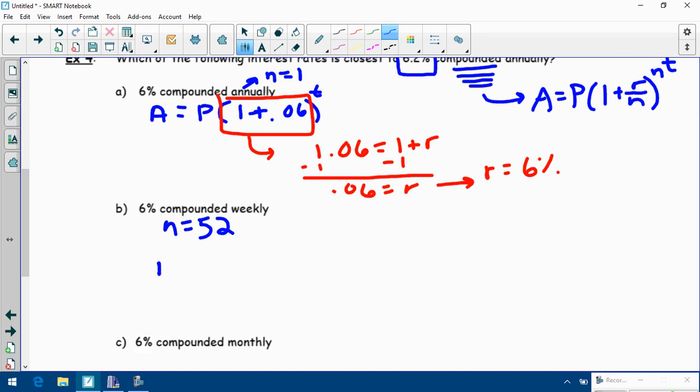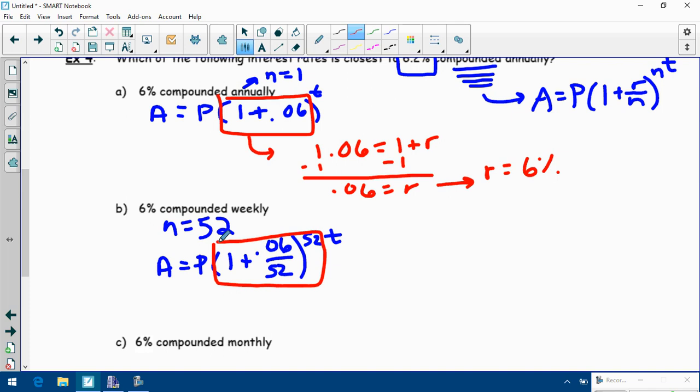Okay, so now you'd use the formula A equals P times 1 plus, the rate is still 0.06, but now it's over 52, raised to the 52t, using this formula. n is 52. So what's being raised to the t? It's this whole piece, including the 52. So I would take 1 plus 0.06 over 52 raised to the 52 equal to 1 plus r.